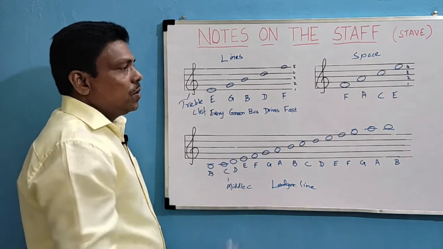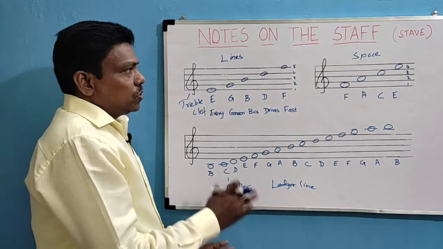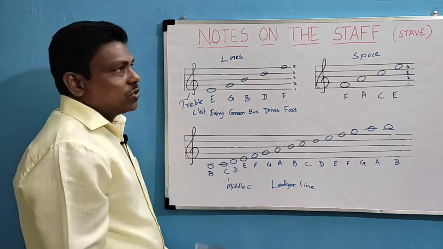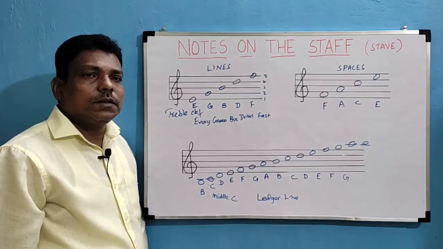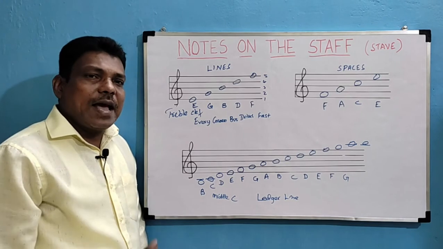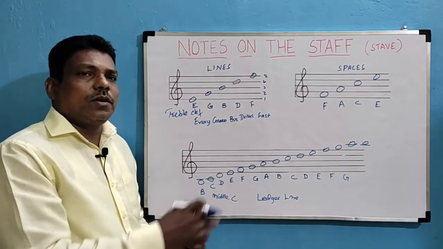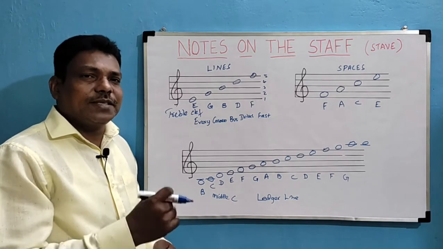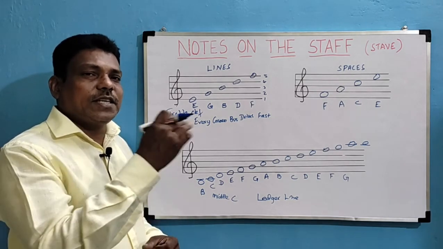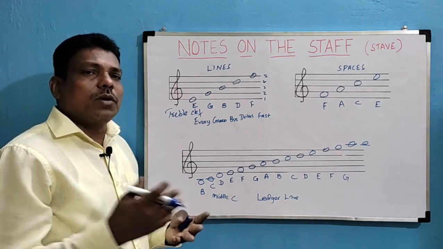This is how we write the notes on the lines and spaces of a treble clef. Along with this, you may have one more doubt. Along with these normal natural notes, we have sharp notes. We discussed sharp notes, C, C sharp, D, D sharp, like that. How to write those notes?